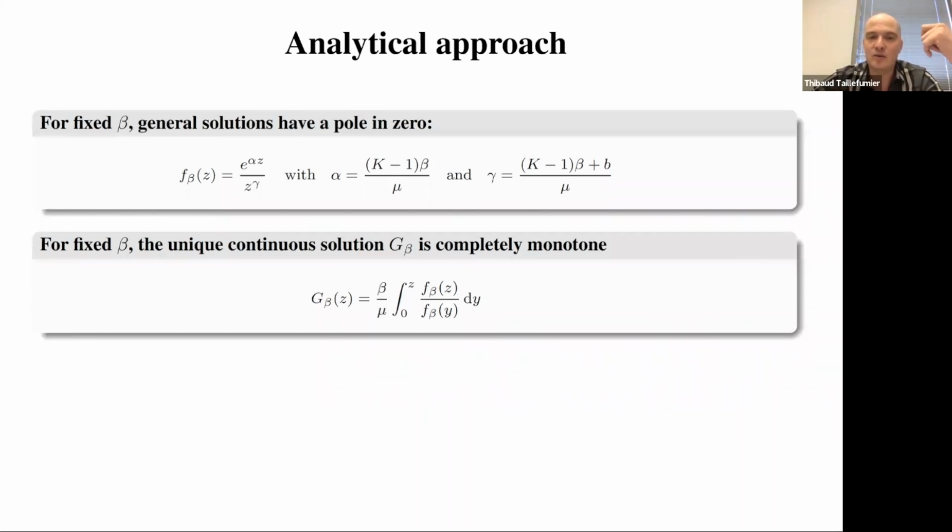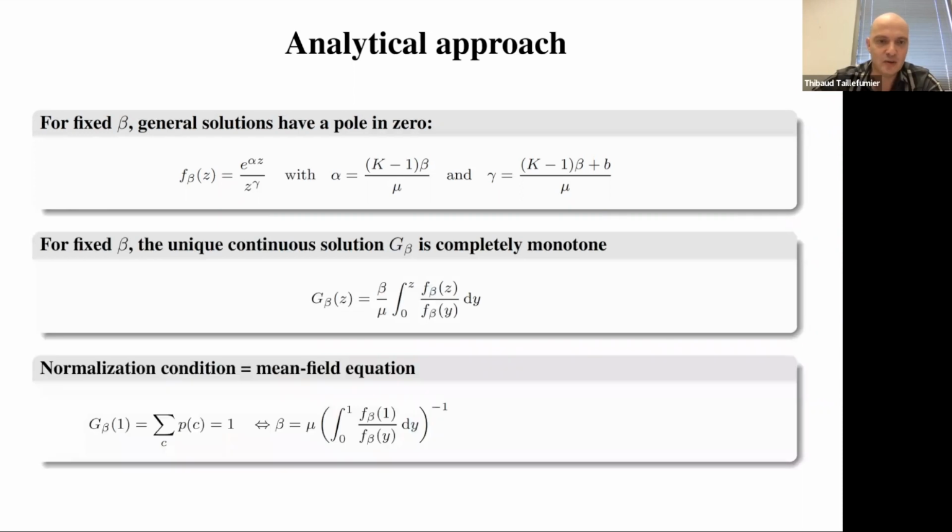So I need to use another property about G that is going to be useful for me. And that property is that if G represents a probability, I shall know its value in 1. G of 1 should be 1. It should be normalized, just as probabilities are normalized. And so if I do that, now I'm going to write that G beta of 1 is equal to 1.